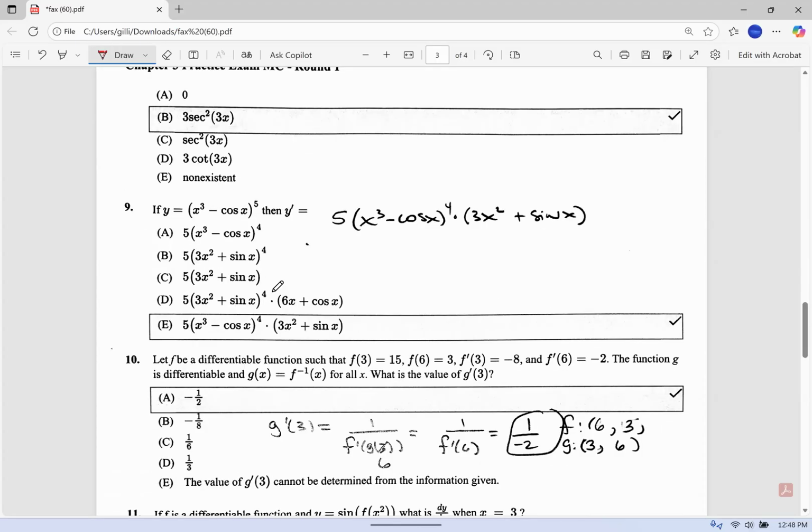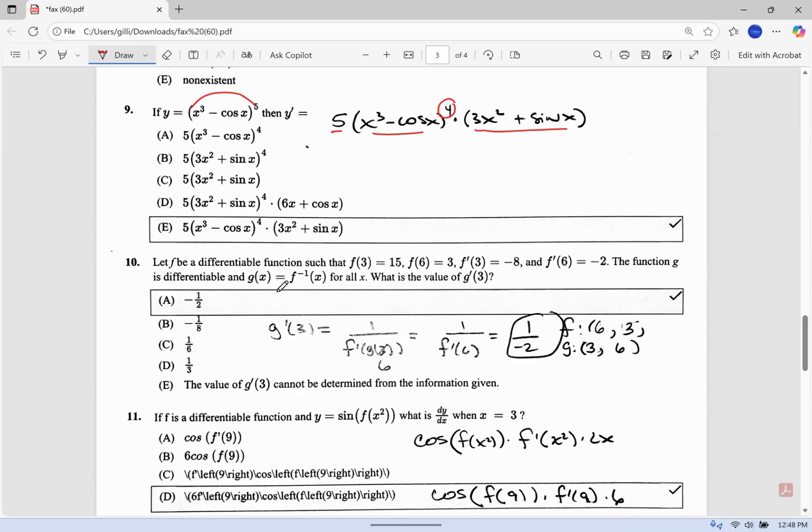And number 9, it's the chain rule. I'll drop down the 5, repeat the inside, decrease it by 1, and then times it by the derivative of the inside, and that looks like choice E.